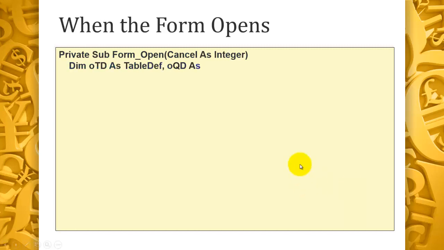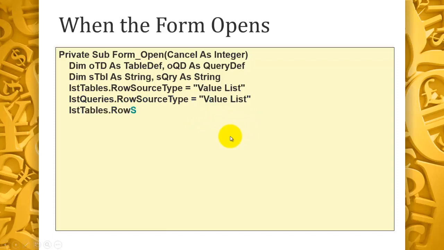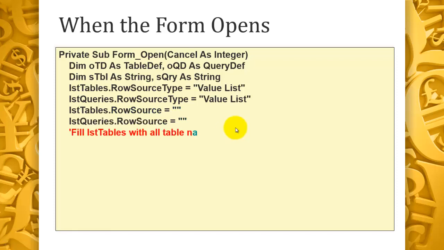We are going to declare a few variables. For variables of the object type, I always use the O starter for object. We declare a few other variables of the string type. We make sure that the list tables, which is the left list box, is going to be of the value list row source type, and the same for the list queries. We empty what was in there from previous open events, and then we fill the left table list, list tables, with all the table names that start with TBL.